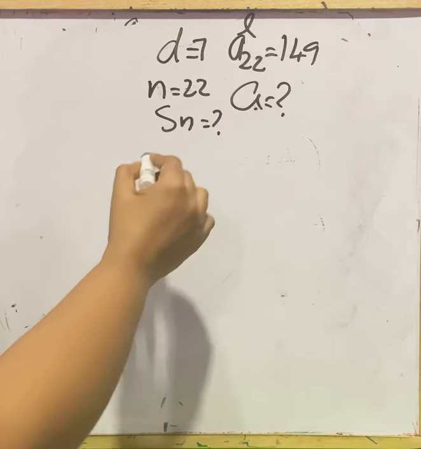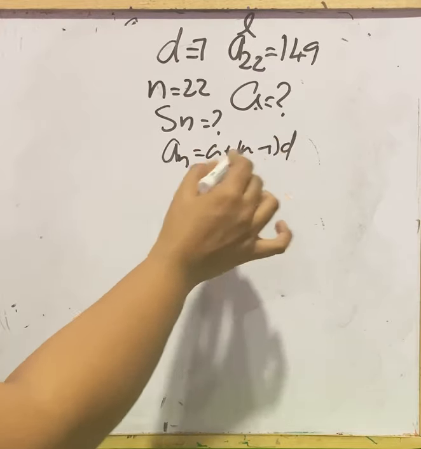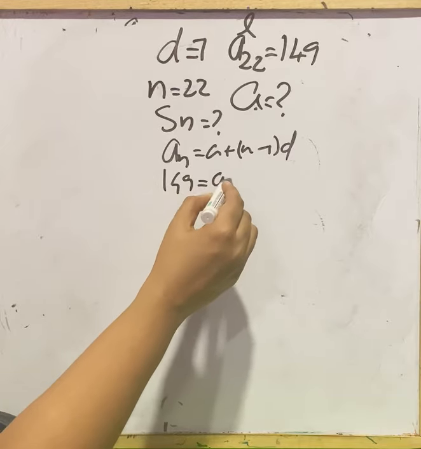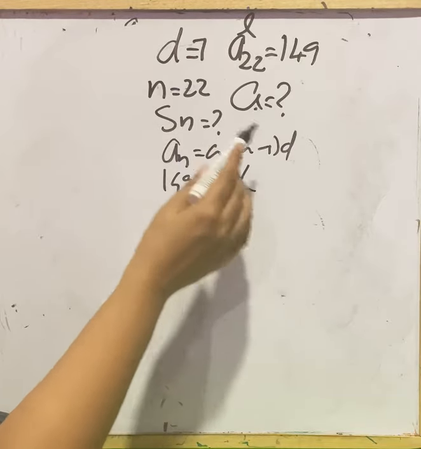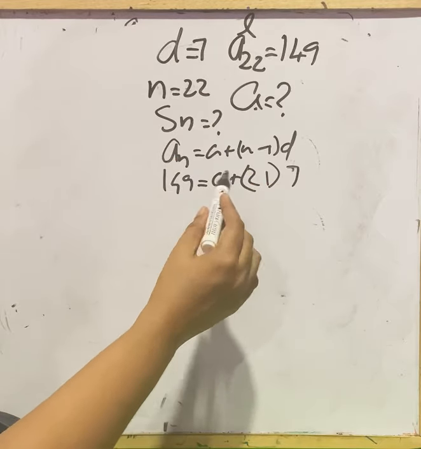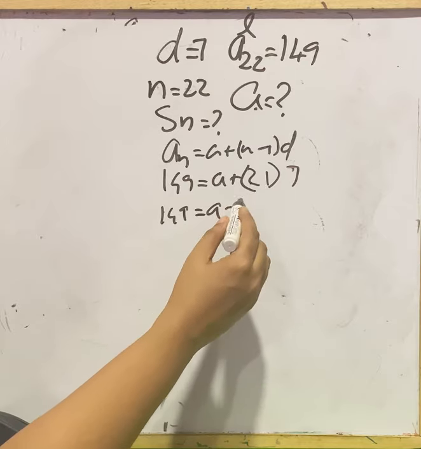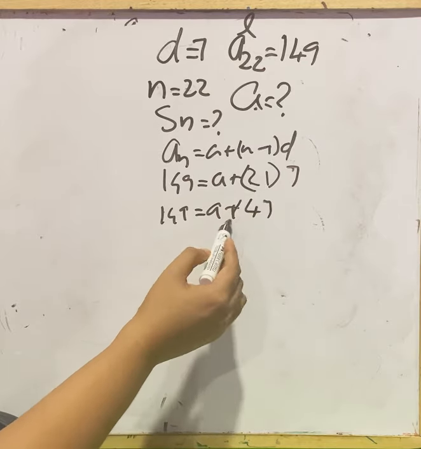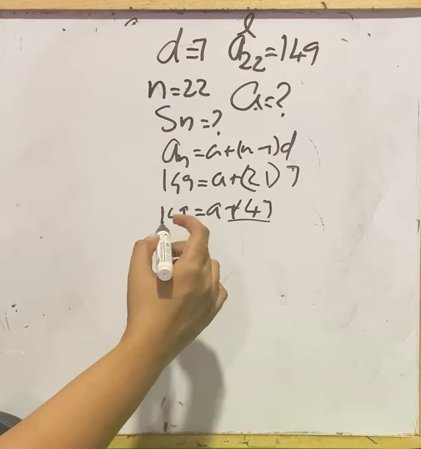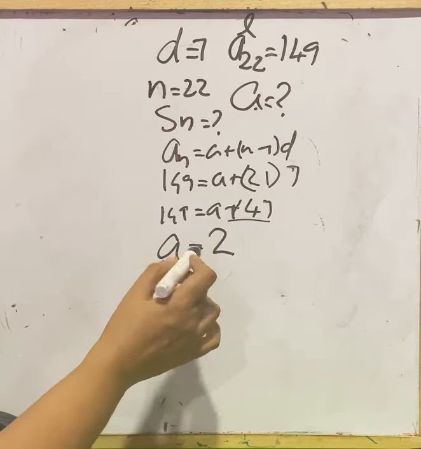So to find a, we will write the formula an equal to a plus (n - 1) into d. Here an is 149 equal to a, we don't know. n is 22 and minus 1, 21 into d is 7. Here 149 equal to a plus 21 into 7 is 147. Now take 147 to the side, it becomes 149 minus 147, that is a equal to 2. So you got the value for a, that is 2.